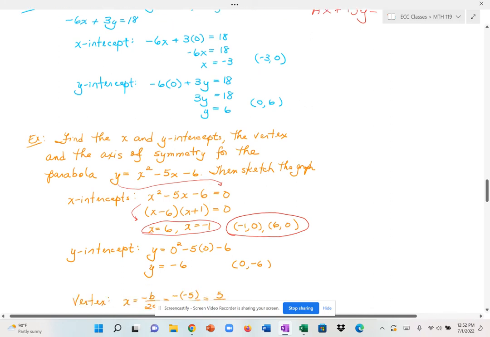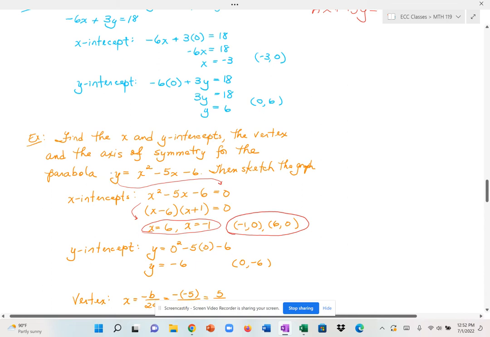The y-intercept is found by letting the x's equal 0. So again, I take this equation, I replace the x's with 0, and you get that y is negative 6. So 0, negative 6 is where the graph will intersect the y-axis. So I have 3 points to plot so far. But you were also asked to find the vertex.